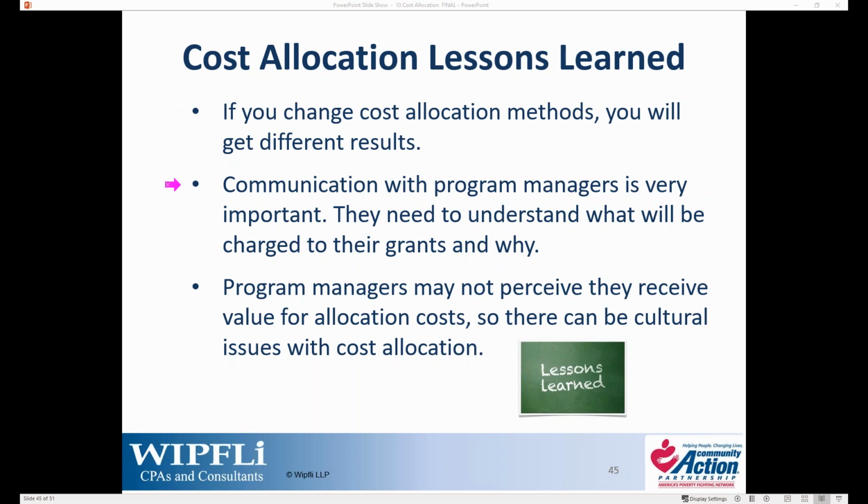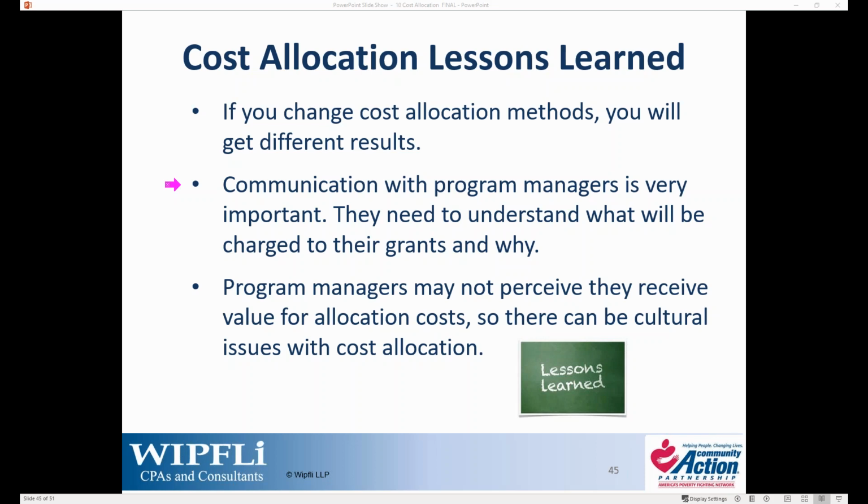We have a webinar on budgeting, and if you haven't listened to that one yet, I suggest you do. Program managers and fiscal are both involved in the budgeting process. What program managers or program directors know are their direct costs. They know what it costs to actually operate the program. What they may not understand so much are these shared costs that they get charged.